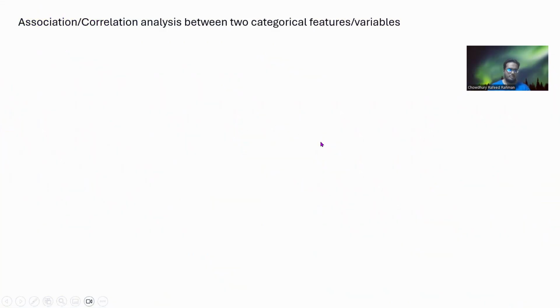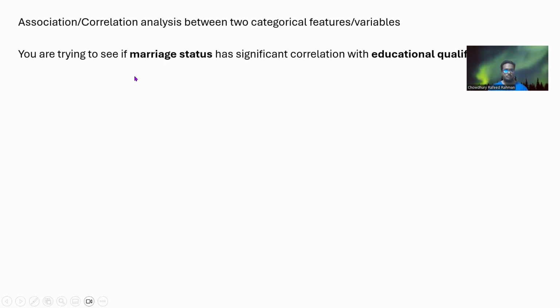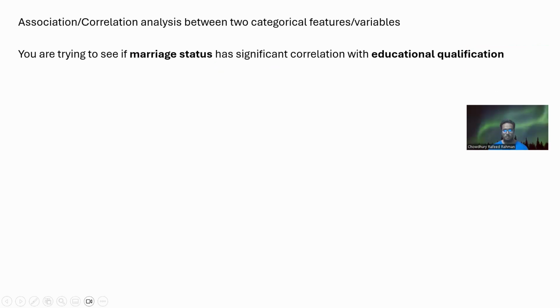So chi-square test is here mainly for analyzing the association and correlation between two categorical features or variables. So what is a categorical variable and what is association? Let's talk about those two things with an example. For example, if you are trying to see if marriage status has significant correlation with educational qualification, that is one example where you can actually use chi-square test.